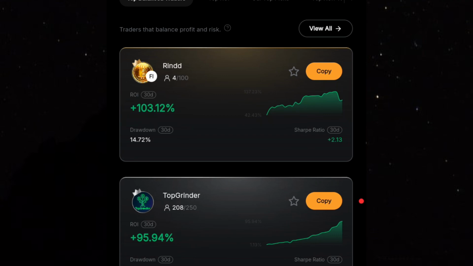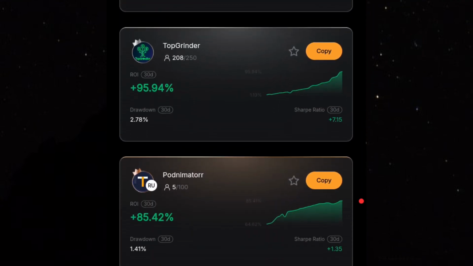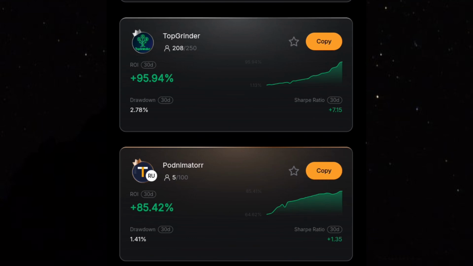I want to trade with people, I want a trader that a lot of people are copying. So this guy has 208 people copying him. It simply means that this guy knows something that other people don't know. When you see that 208 people out of 250 are copying this person, it is a good sign for me to actually check what this guy is doing.